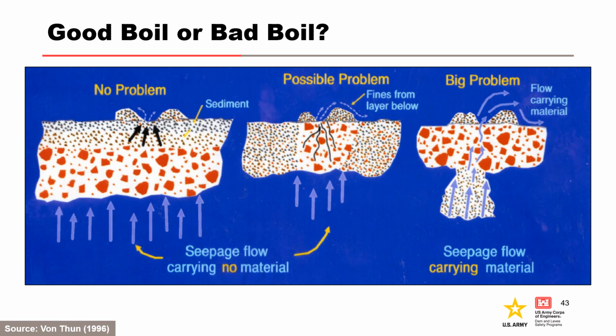In the middle, no material is being carried by seepage water when it reaches the surface deposits, but the upward flow is sufficient to remove finer materials from the superficial deposits. This is indicative of a possible problem. At the right, seepage is carrying material from the flow path, which is able to escape, implying average gradients are high. The threat of tapping into the impounded water is great, which is indicative of a potential big problem.